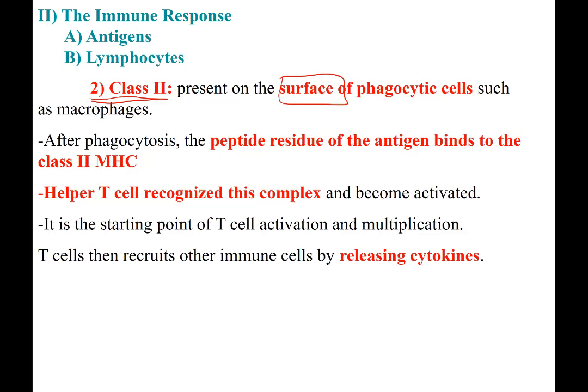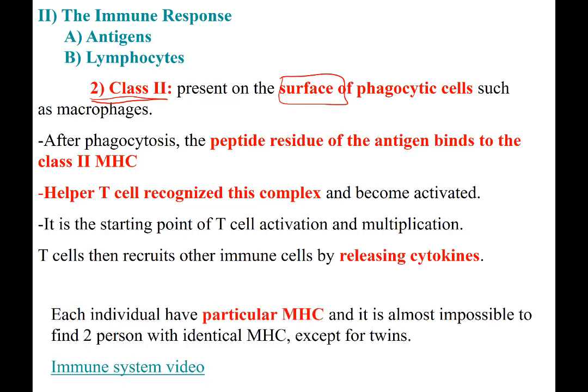The major histocompatibility complex MHC class 1 can recognize what is inside, the cell-to-cell interaction, and class 2 can recognize the surface, or the ones who are outside.